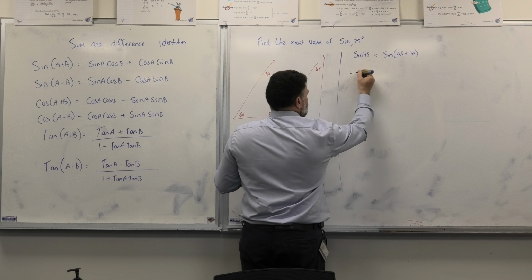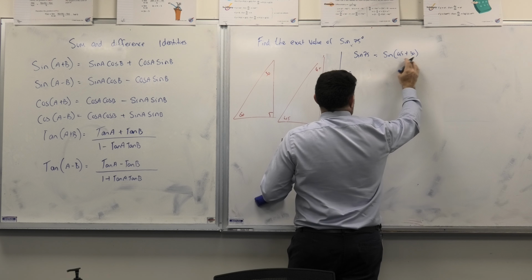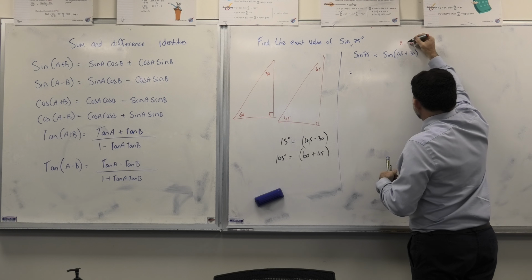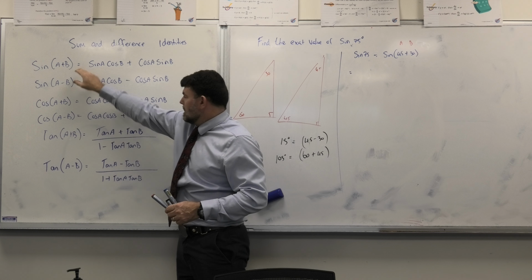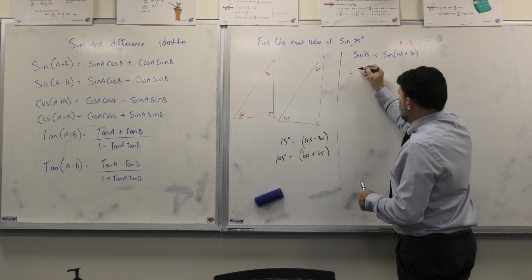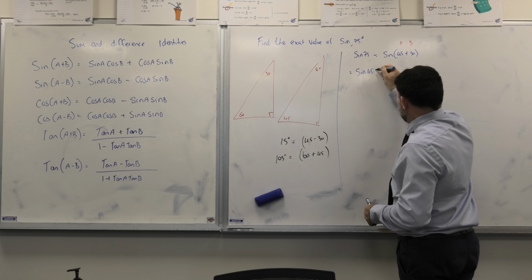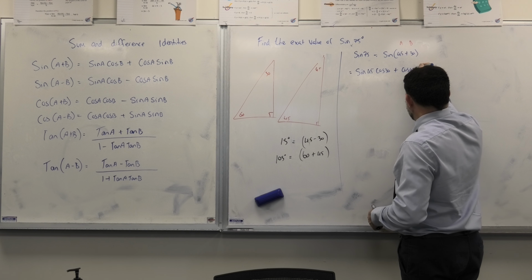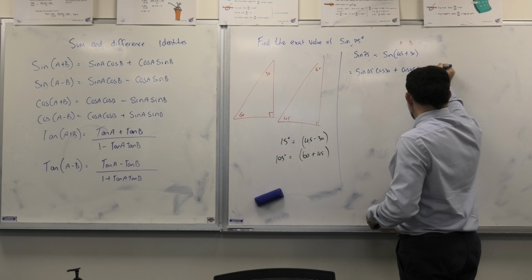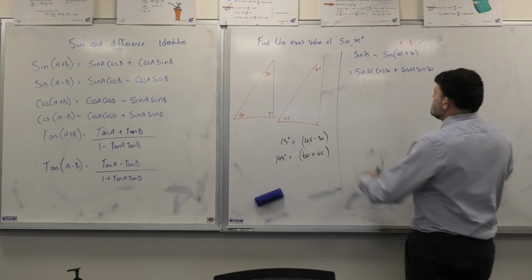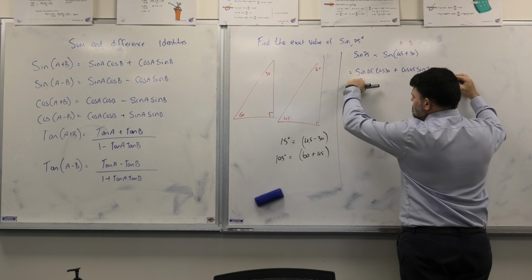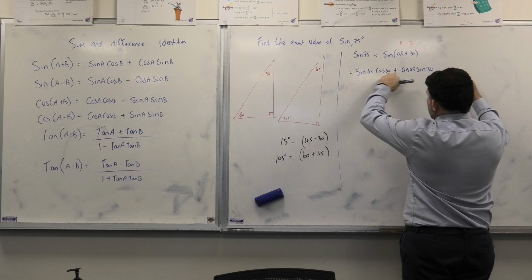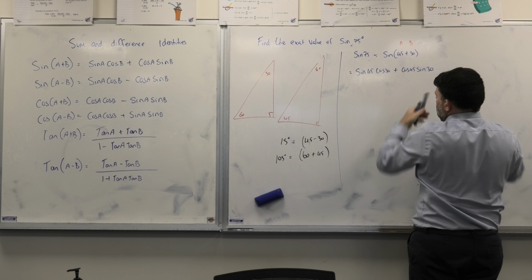So this will become sine of 45 plus 30. I've got an identity here. Here's A, here's B. I can now use this rule. So I can have sine 45 cos 30 plus cos 45 sine 30. Now it's just a matter of working out what is sine 45, what is cos 30 in its coordinate form, what is cos 45, and what is sine 30.